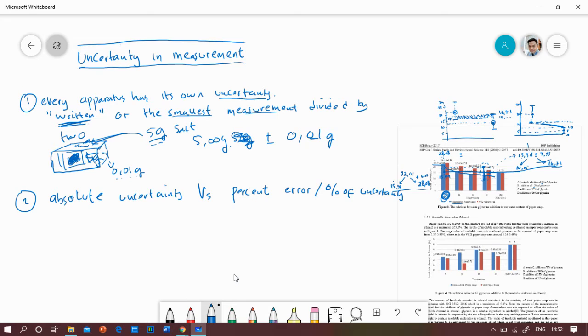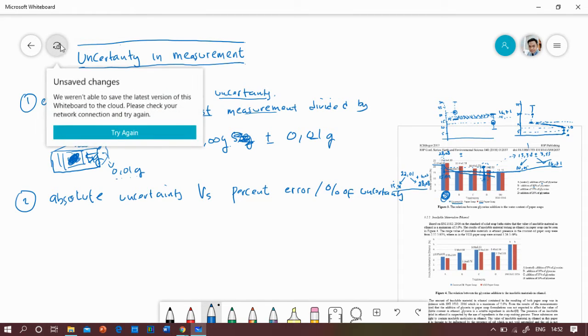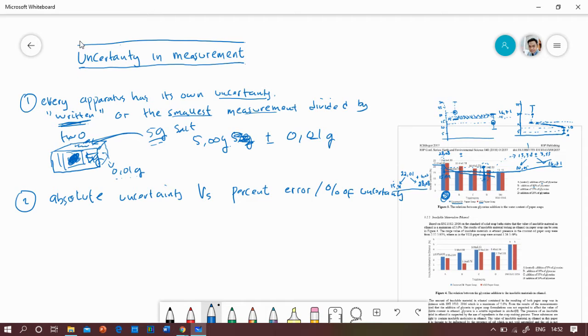So it means your 5 gram is actually not exactly 5 gram. What you can have actually ranges from 5.01 gram, and the lowest will be 4.99 gram, because 5.00 minus 0.01. I think that's 4.99 grams. So that's the range again.